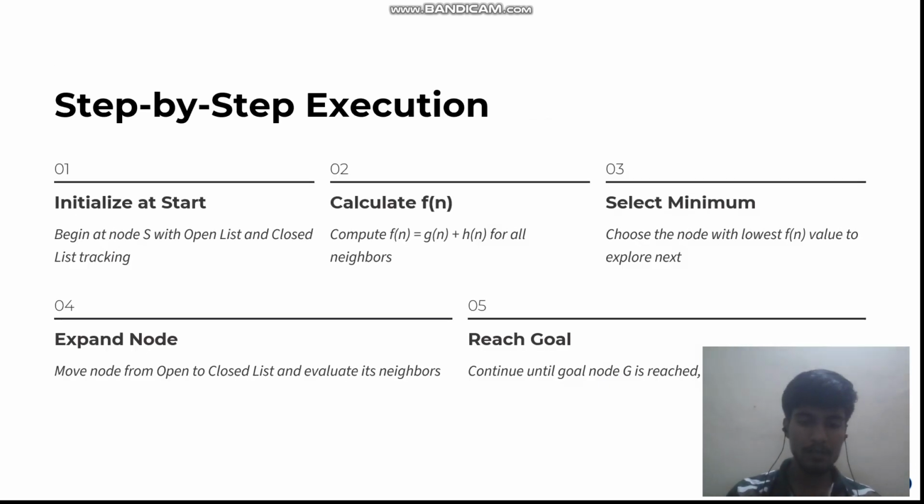Let's see the step-by-step execution. Here's how A-star runs. Initially, it starts at S, the start node. It computes f(n) = g(n) + h(n) for all neighboring nodes. g(n) is the cost to reach that node. h(n) is the heuristic estimate. Then it chooses the node with the lowest f(n) value to explore next, and then moves the node from the open list to the closed list. And the final step is to continue until the goal G is reached.